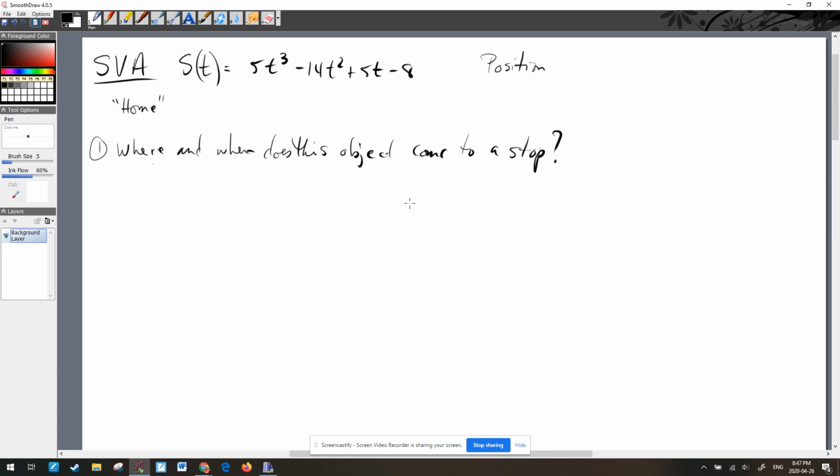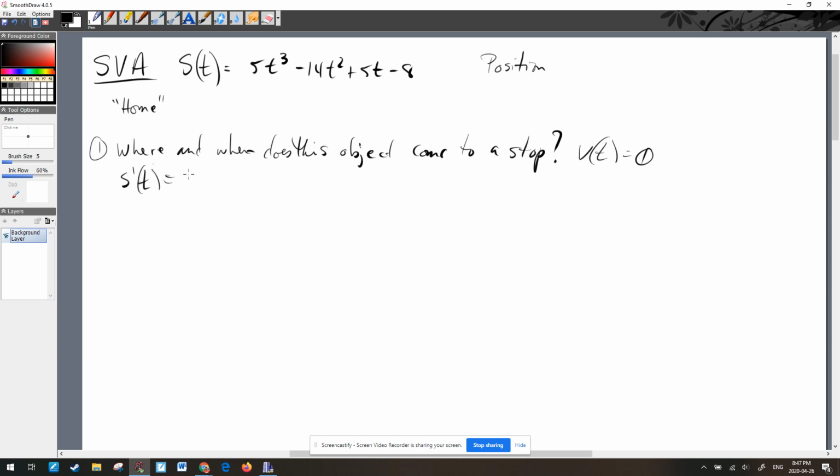Okay, so here we go. How do I know when something has come to a stop? Well, that's when v at t would equal 0, because if my velocity is 0, clearly it means I have come, at least momentarily, to a stop. I know that v at t is s prime at t, so I'm going to find out what s prime at t is.